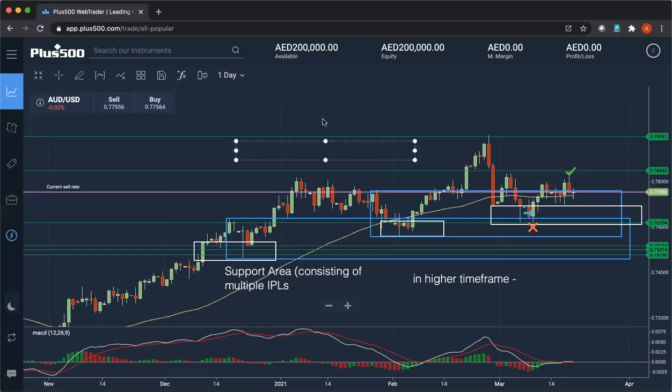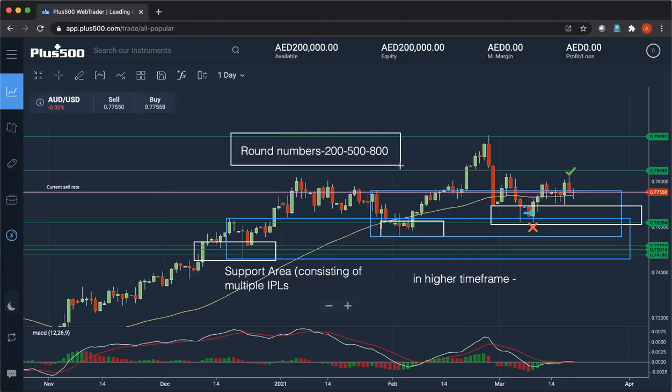As we discussed, the IPLs are round numbers. 200 level, 500 and 800. So this is easily we can identify based on this. All the green horizontal lines you can see, I didn't put them just by my choice. It's as per rule. This is the rule. Round numbers 200, 500, 800.